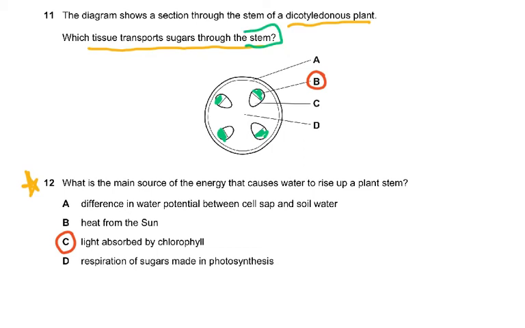You have to really understand that they were asking about a stem, and the xylem is going to be inside. So C is going to be xylem. A was, of course, the outer epidermis. D is inside the cells of the cortex. So all these are wrong. Only B was the answer. Then coming on to question number 12.